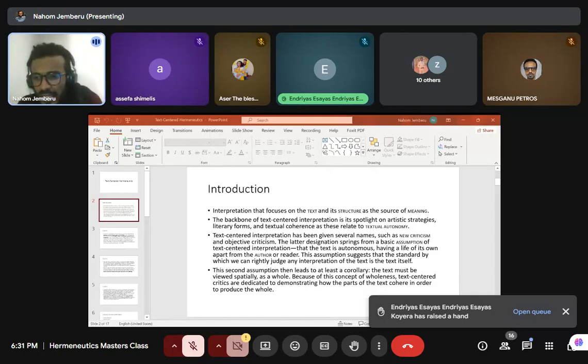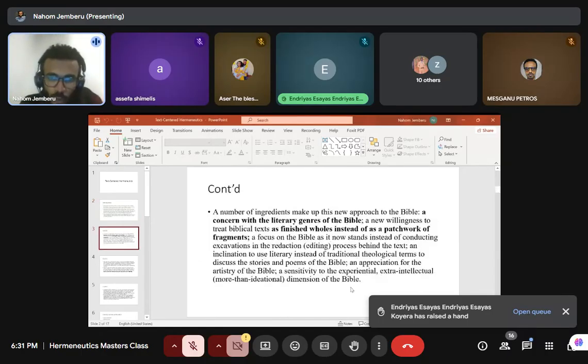It also emphasizes that the text must be treated as a whole. This really is a response to what we said when we talked about source criticism. As we said, source criticism had a tendency to fragment the text, to mutilate the text, in its attempts to identify the sources of the text.